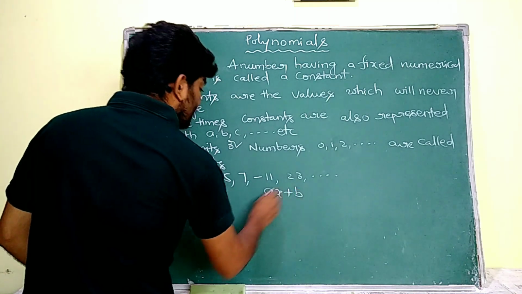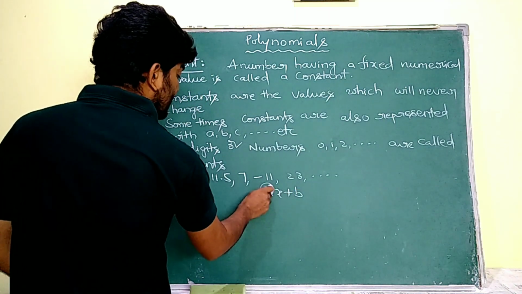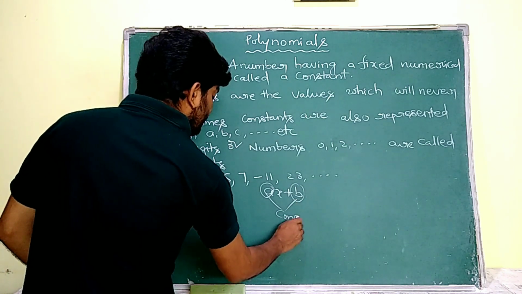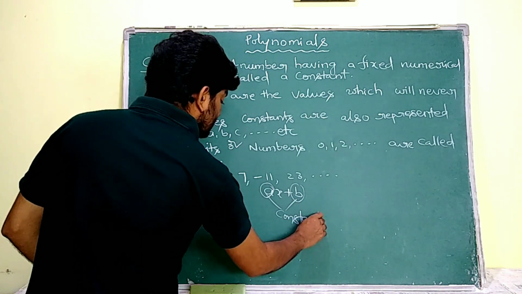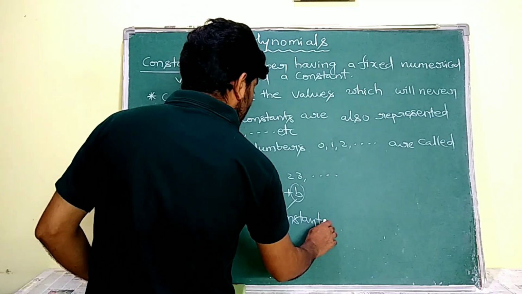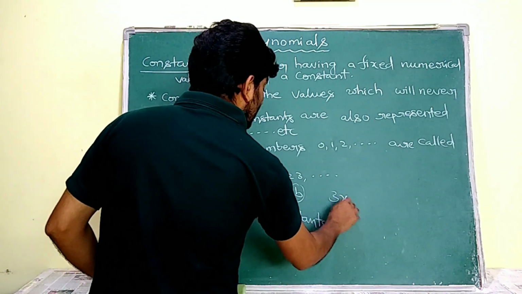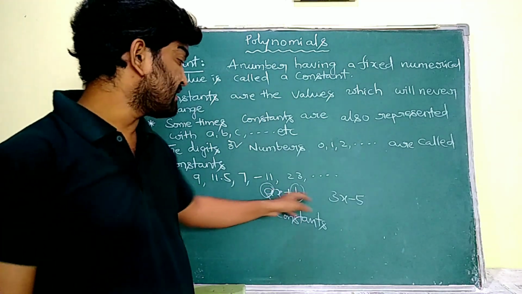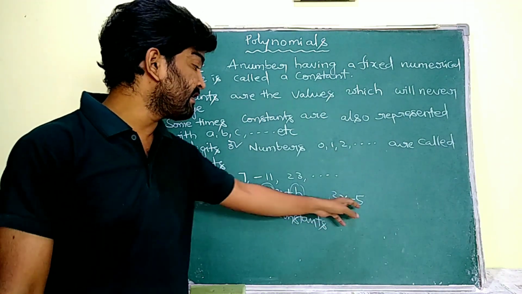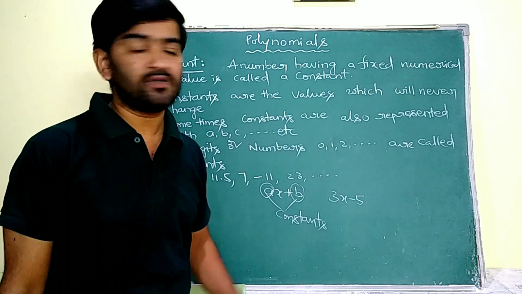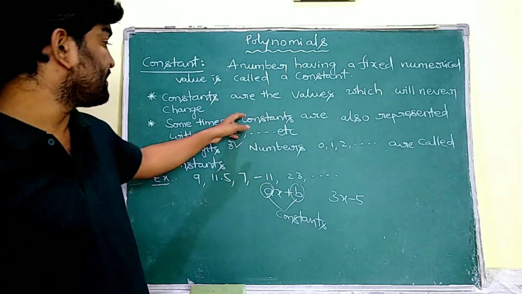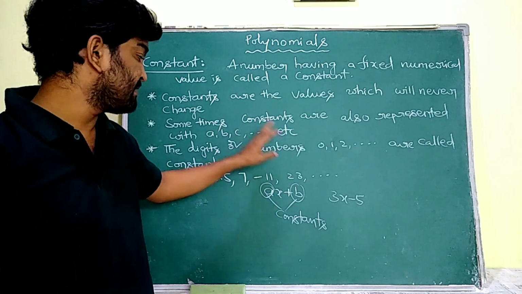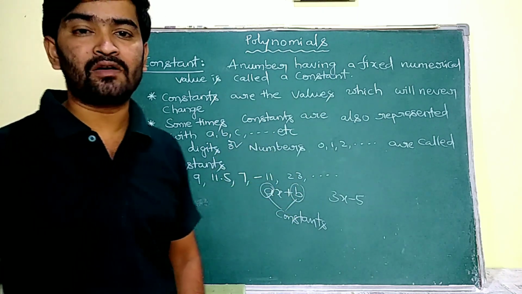Ax plus b. In this ax plus b, a and b are also constants. Okay. For example, 3x minus 5. In this 3x minus 5, in the place of a we have 3, and in the place of b we have minus 5. So sometimes we represent constants with a, b, c, and so on also. Here these a, b, c are all known as constants.